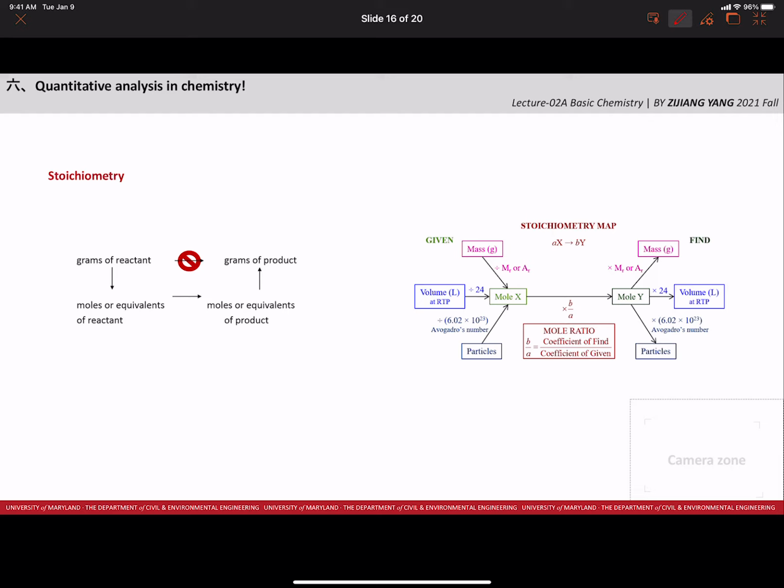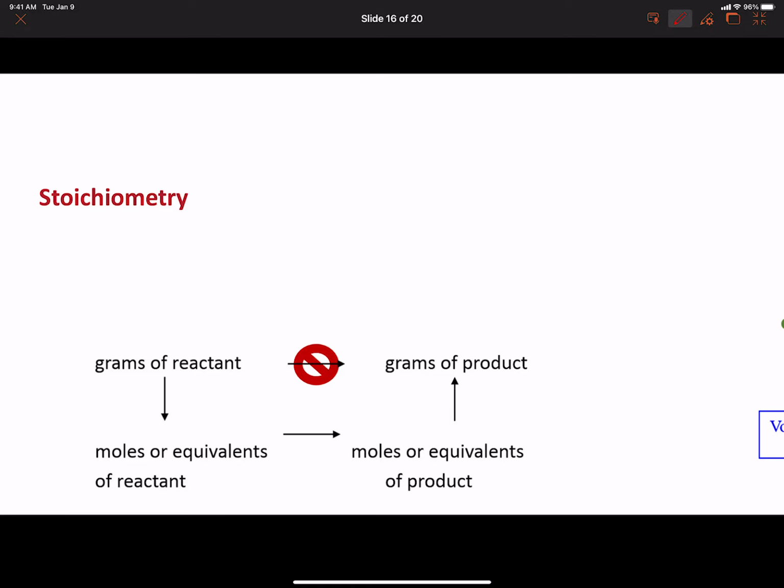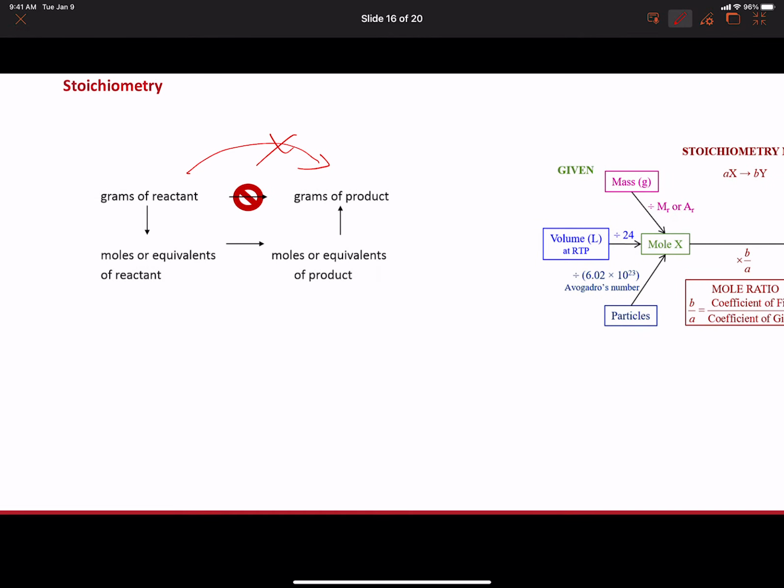So if we want to do the calculation from the grams of reactant to the grams of product, we cannot calculate them directly. We need to convert it into moles and use the mole as a bridge to calculate the grams of product.